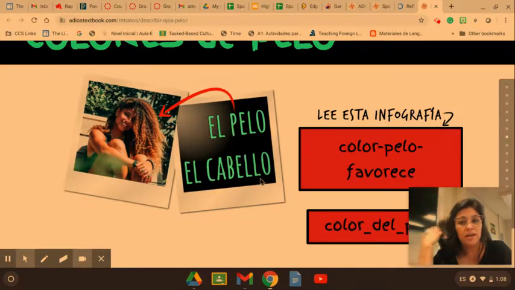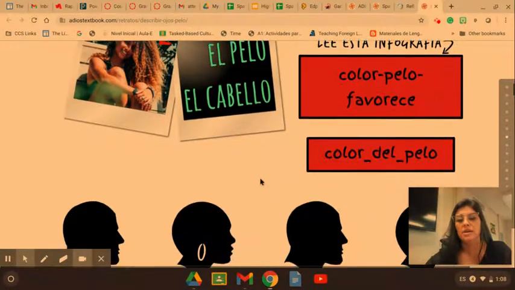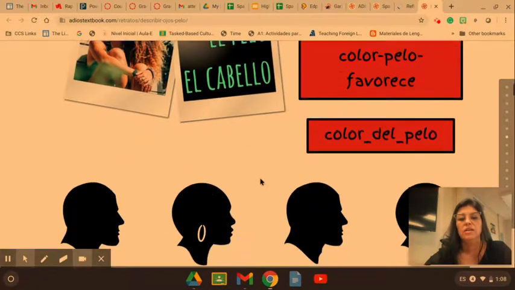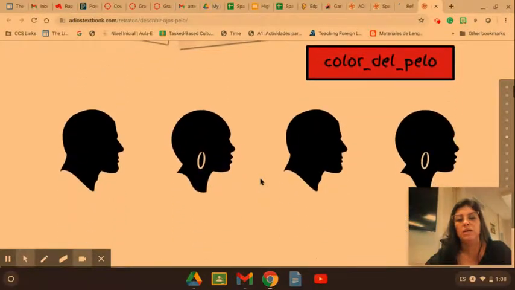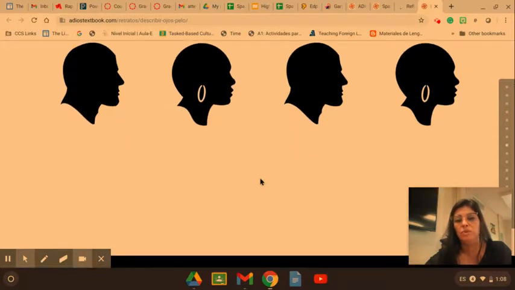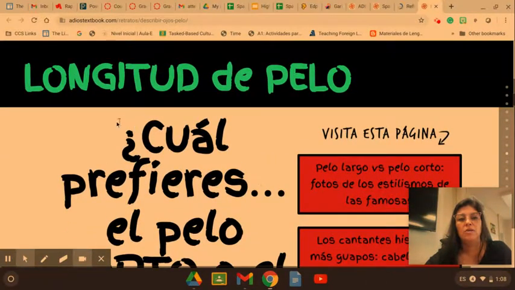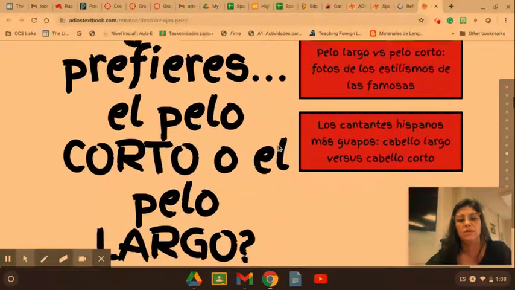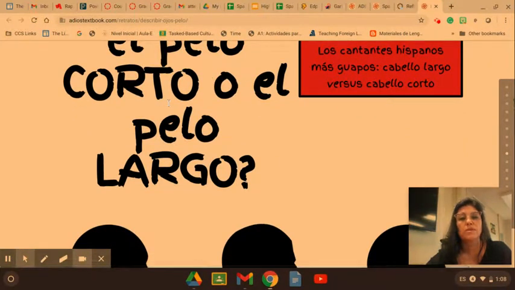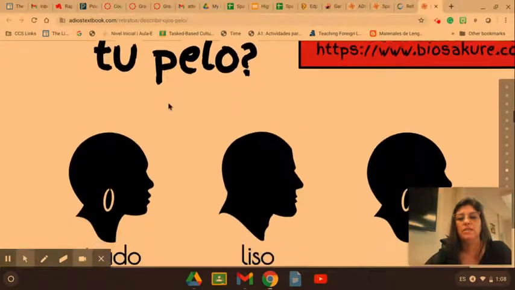Then hablamos de el pelo o cabello. Entonces hablamos de el color de el pelo, which we already did here with you. We talk about el color del pelo negro, pelo castaño, pelo rubio y pelo rojo, mi favorito. Then we talk about la longitud del cabello. We talk about pelo corto y pelo largo, like mine. And then we talk about cómo es el pelo.